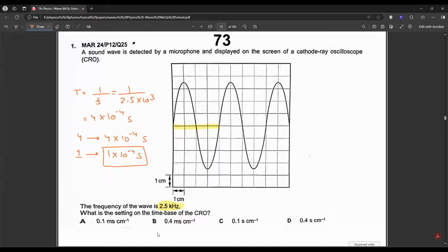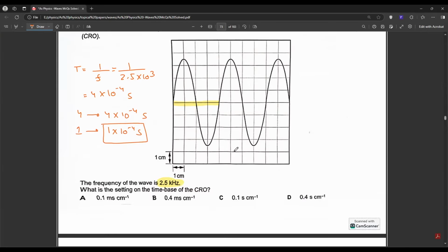Perfect. Now, where do you see this 1 into 10 raised to the power of minus 4 seconds? Anywhere you can see this option. So basically, what is 1 into 10 raised to the power of minus 4 seconds? If I break it down further, let's say one box represents this. Perfect. One box represents this. So if I break it down further, this is what?